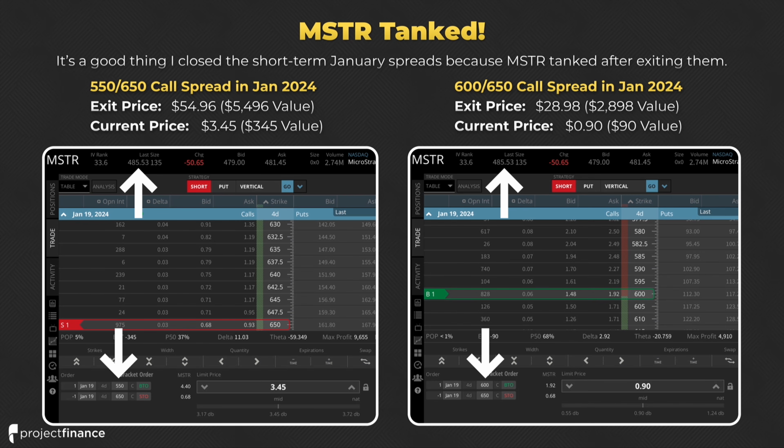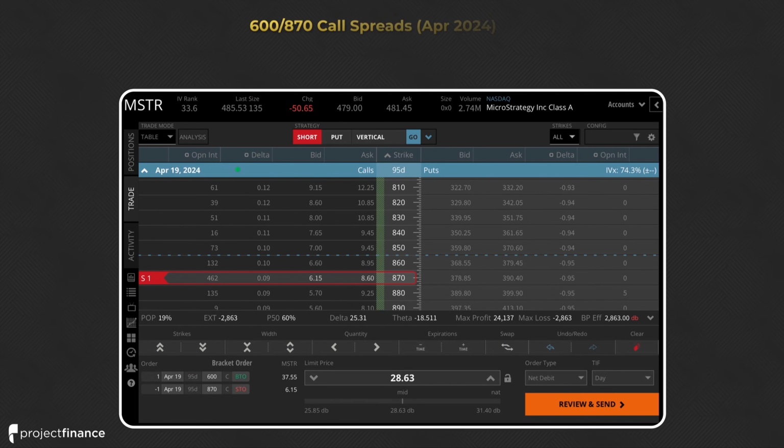So we can see in this image, we do still have 4 days left until expiration, but these 600, 650 call spreads are going to expire worthless if the stock price is below $600 in 4 days. And since there's only 4 days left for MicroStrategy to go from $485 all the way up to $600 plus, that means that these spreads have a very high probability of expiring worthless, and that is why the price is effectively zero.